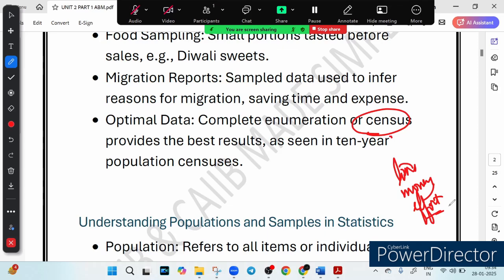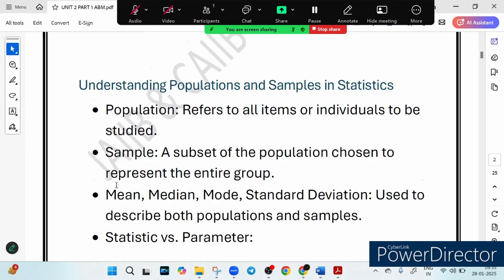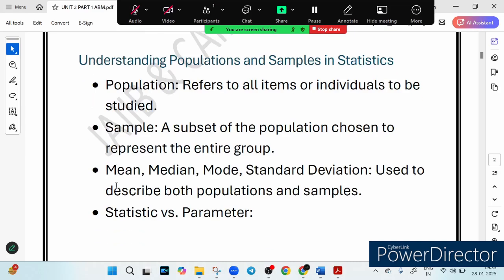Now let's discuss understanding population and sample in statistics. That is our second topic. So now you can clearly understand why sampling is super important. Now we will understand population and sample in statistics.